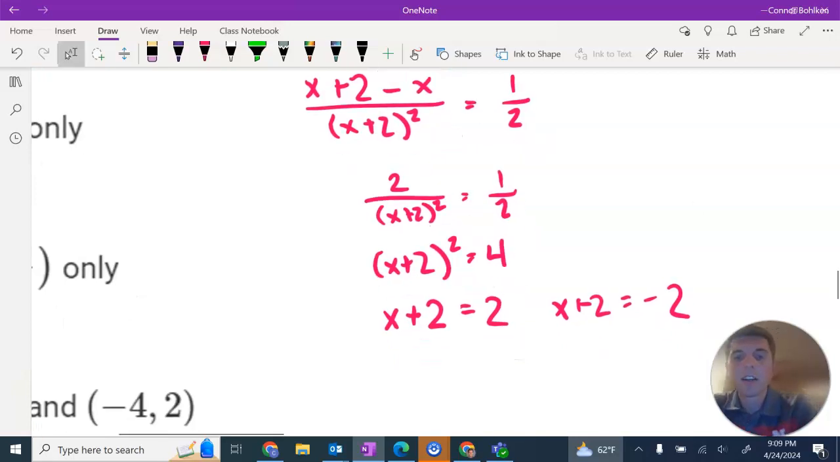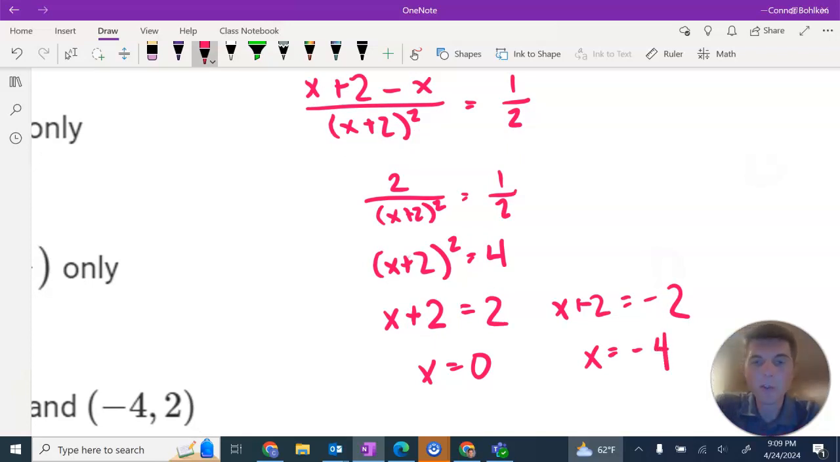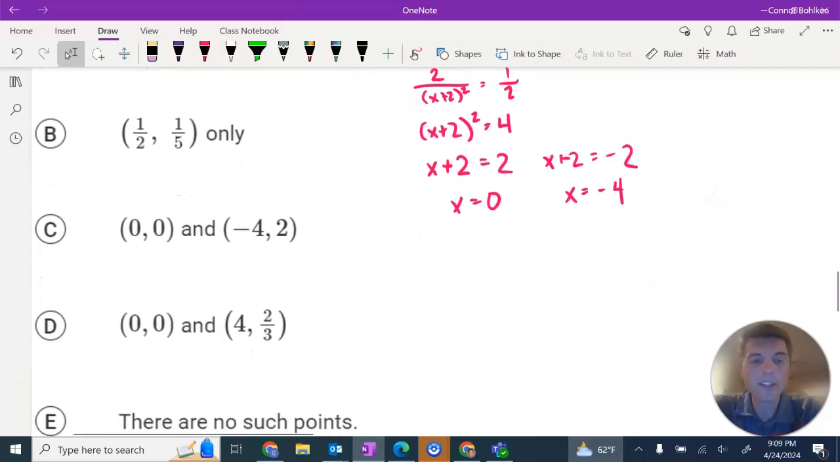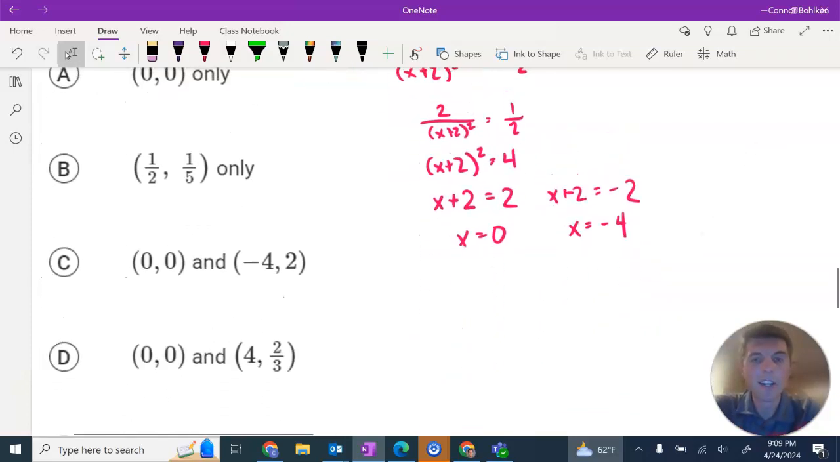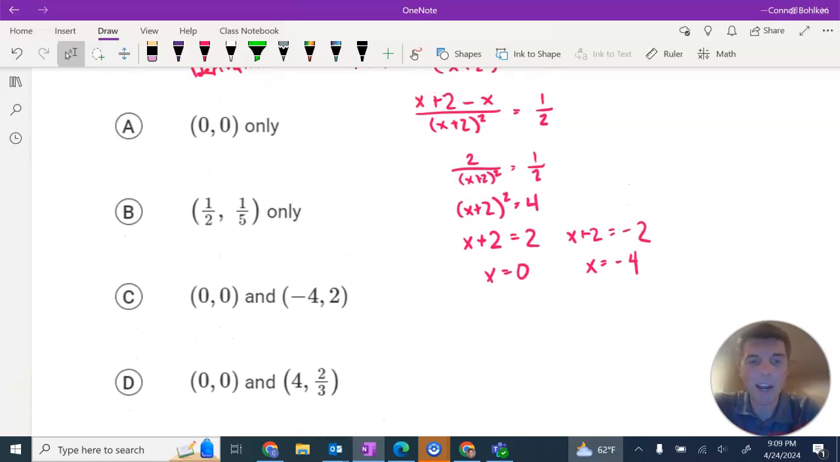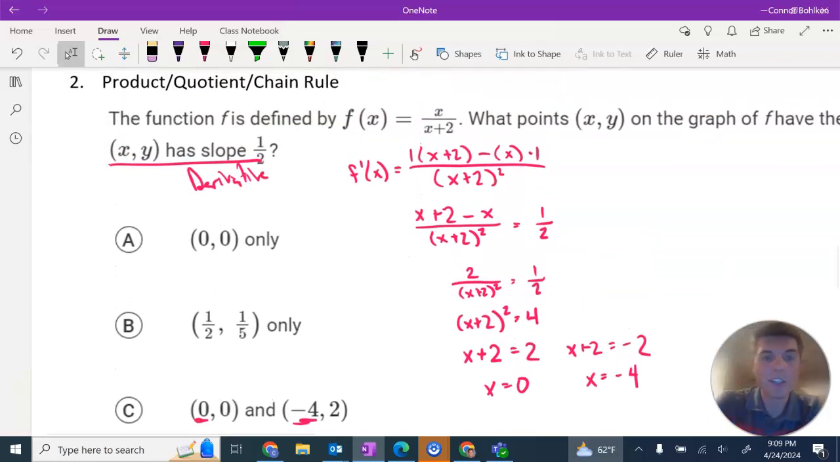Anytime we take a square root, we've got to include plus or minus. So let's solve both of these for x. On the left I get x equals 0, on the right I get x equals negative 4. Those are my two x values, but those aren't points, right? So I just need to plug those in. I don't really even need to. I can see that my options here where I have 0 and negative 4 is C. I definitely see that that exists, but let's just look up here.